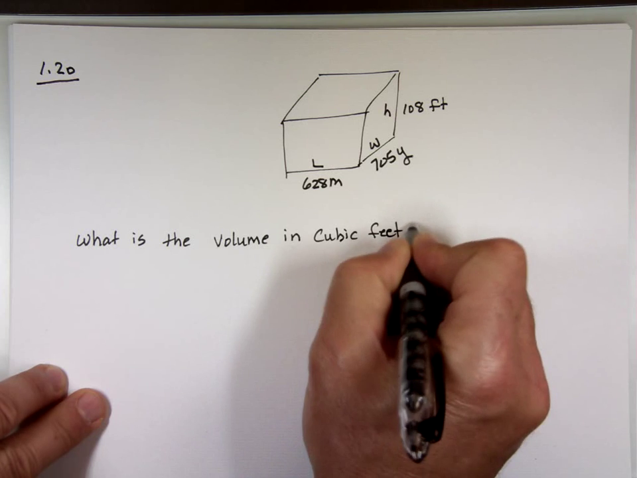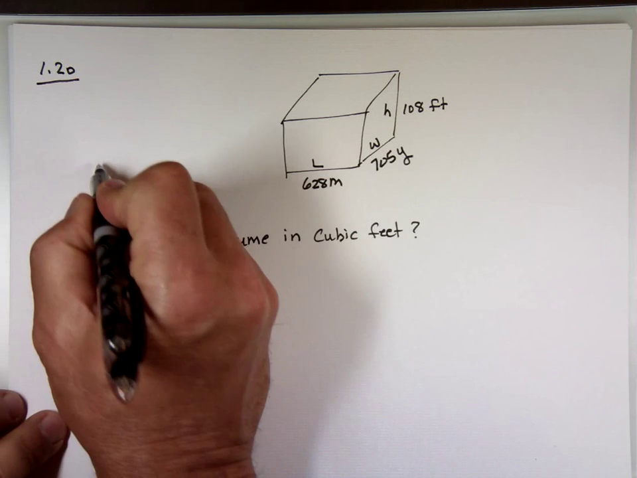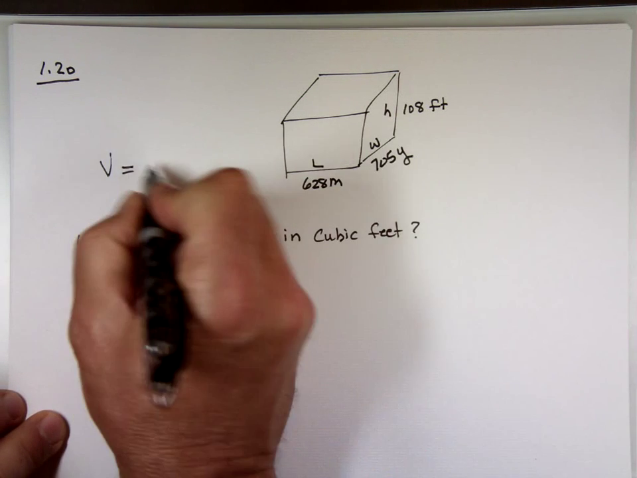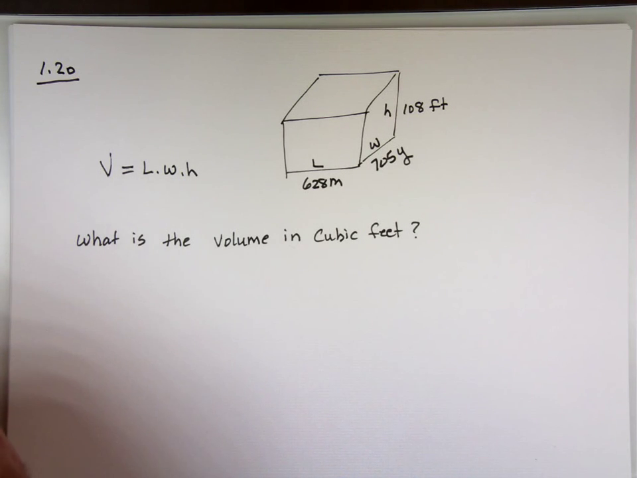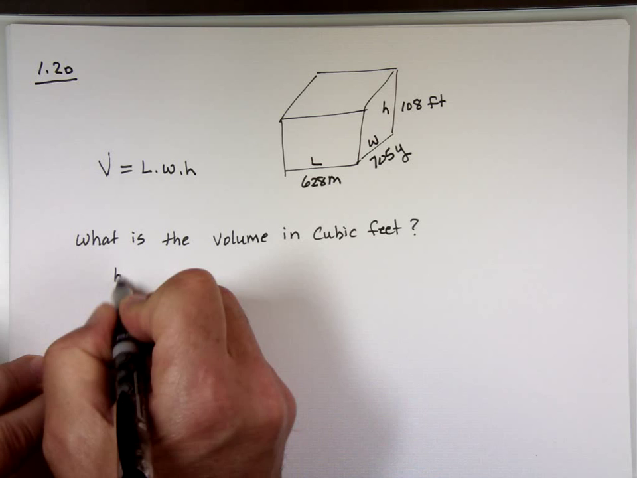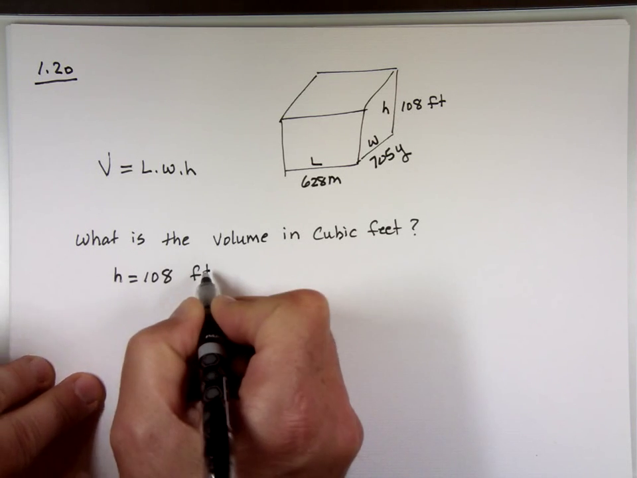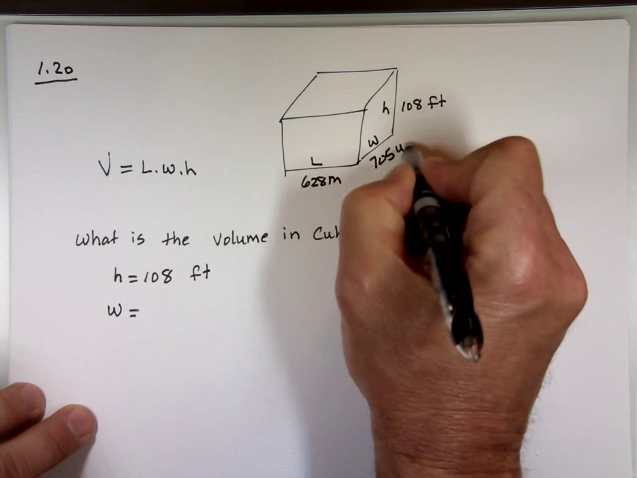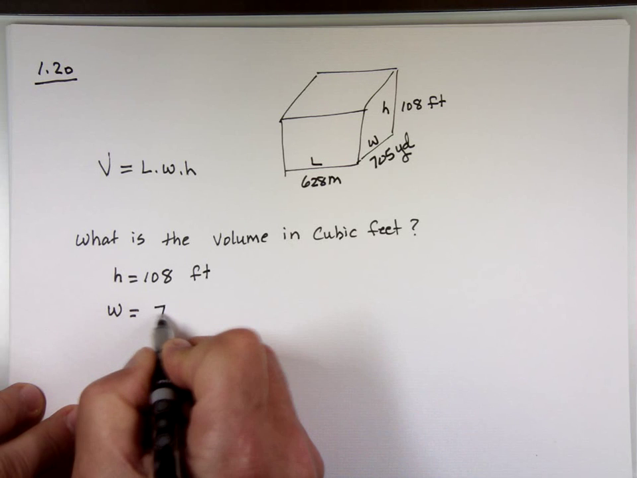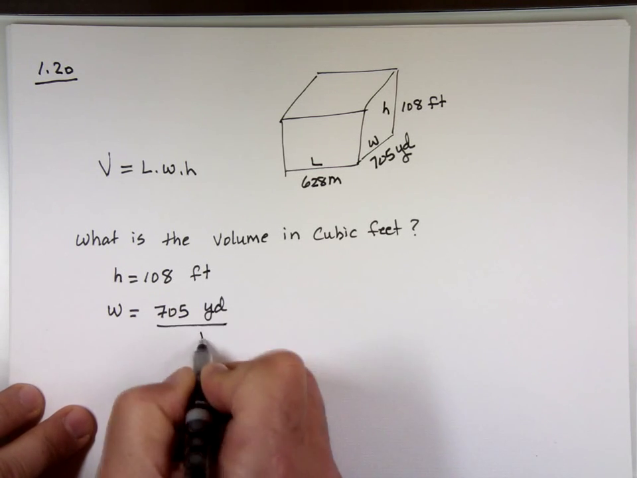That means my unit has to be in feet. We know the volume of a rectangular shape like this is length times width times height. But the units have to be the same. So my height, I'm good. That's already in feet. I'm happy with it. My width is not in feet. It's in yards. It is 705 yards over 1. I need to convert that to feet.